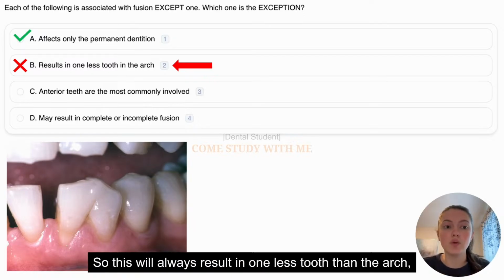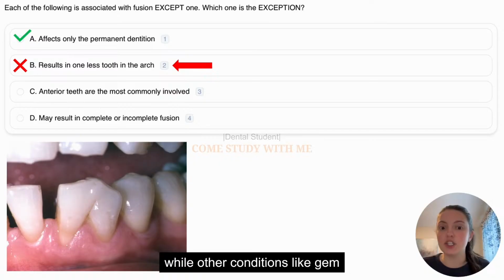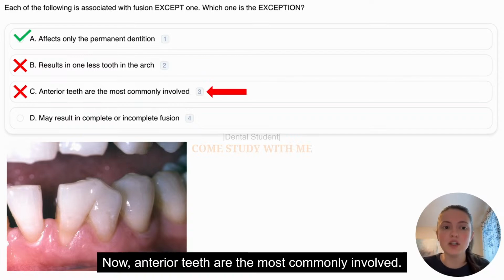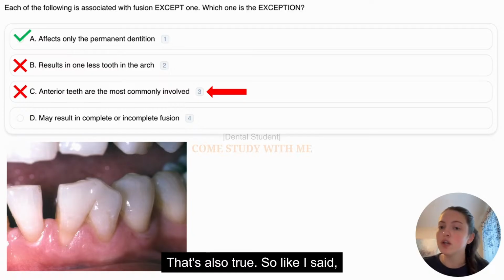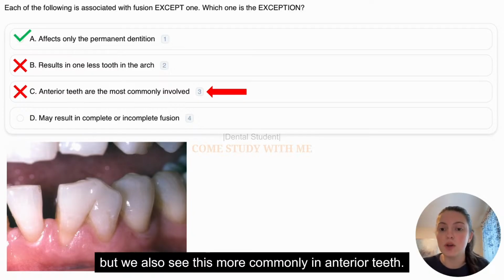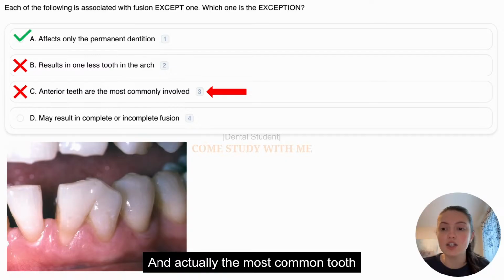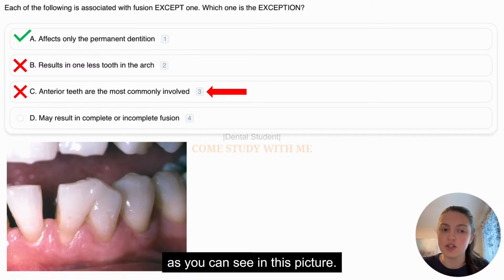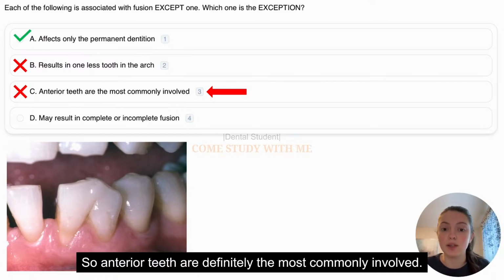So this will always result in one less tooth in the arch, while other conditions like gemination don't cause that effect. So this is a really diagnostic fact for fusion, and it's definitely something important to know and could come up in other questions. Now, anterior teeth are the most commonly involved. That's also true. So like I said, we see this more commonly in primary teeth, but we also see this more commonly in anterior teeth. And actually the most common tooth to be affected would be your mandibular anterior, as you can see in this picture. So anterior teeth are definitely the most commonly involved.